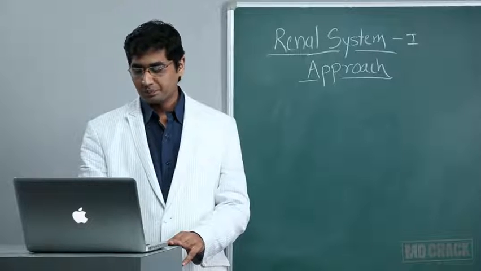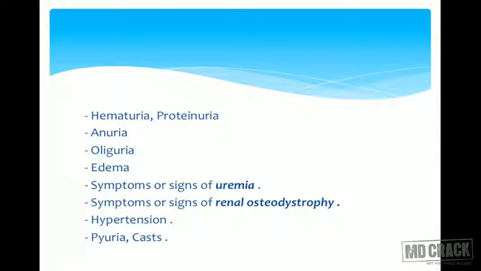Anuria means when the patient is not passing urine, when the total urine output of the last 24 hours is less than 50 ml. So we will label it as anuria. Oliguria, when the urine output is less than 25 ml per hour or 400 ml per 24 hours, then we can label it as oliguria. Both these definitions can be asked as an MCQ.